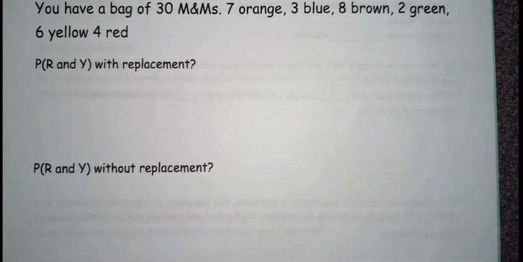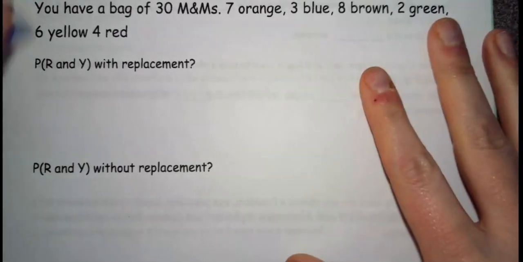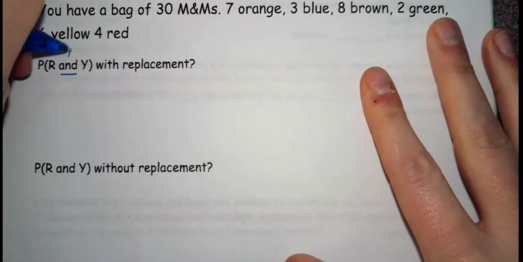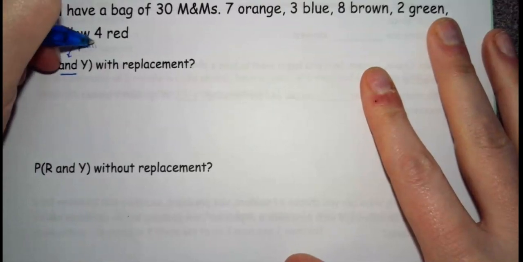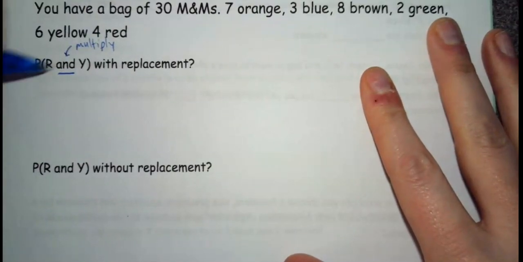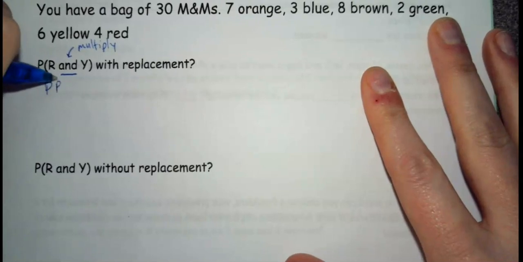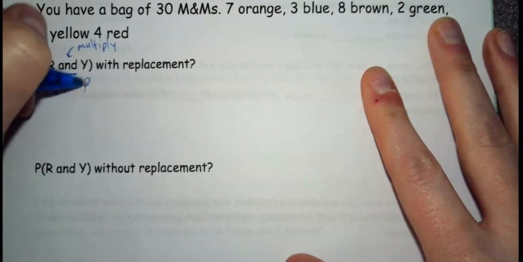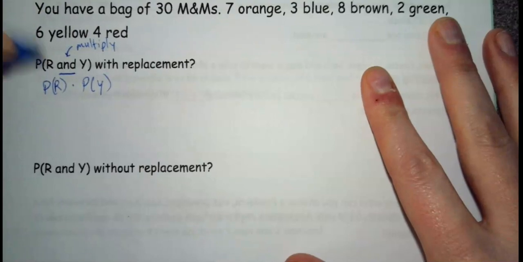So here's what we're going to talk about. Replacement versus without replacement. So you have a bag of 30 M&Ms. If you pick one out and it's with replacement, you then put it back in and then pick out a different one. Okay? And remember, "and" means to multiply.